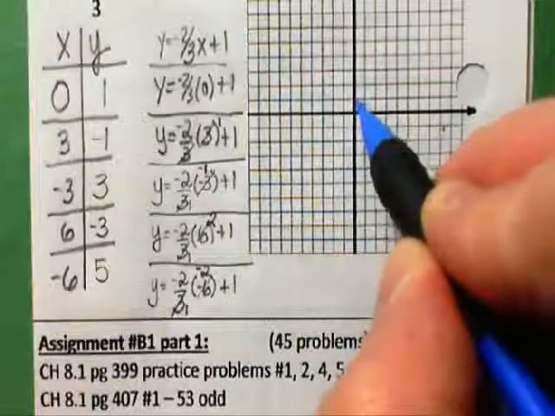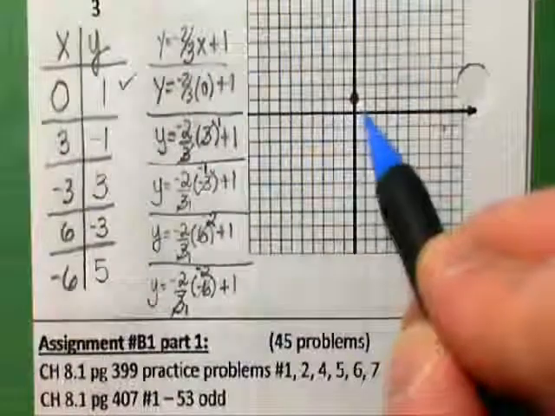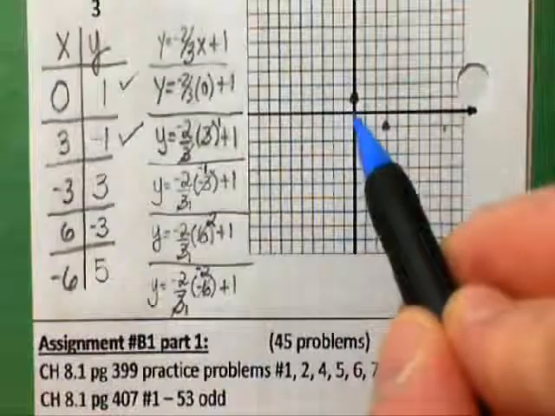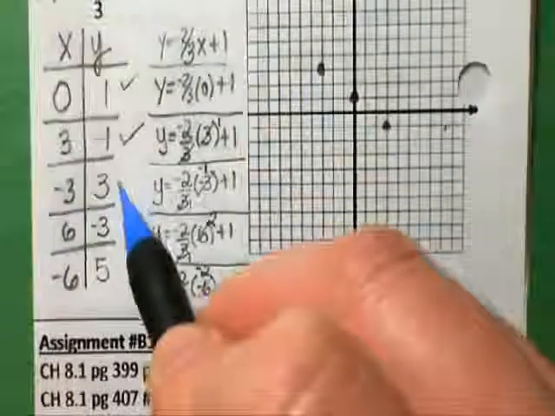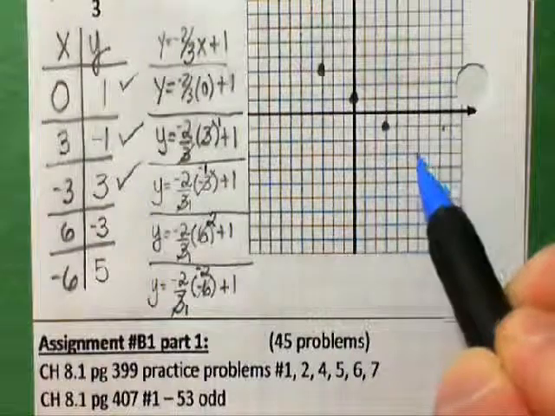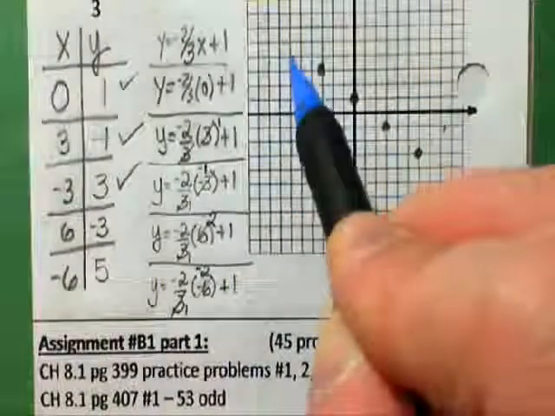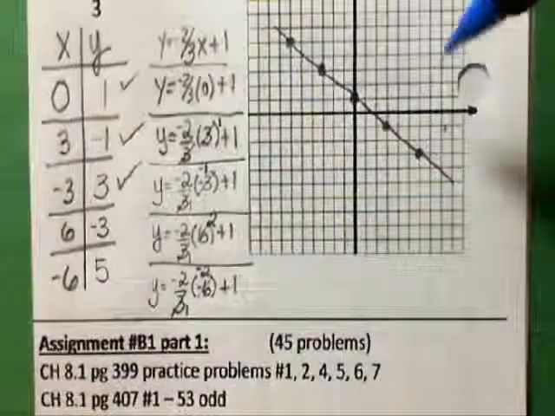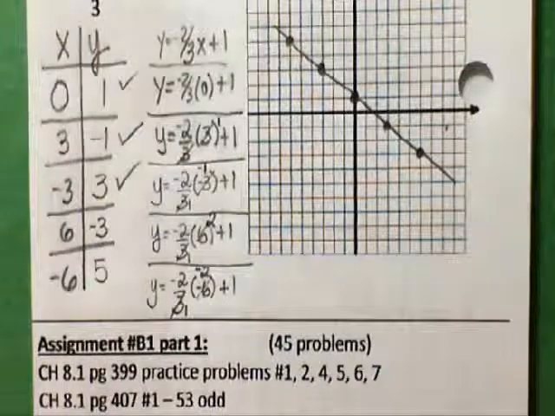Now I'm going to graph my points. So 0, 1 would be right there. Then would be 3, negative 1. So 1, 2, 3, negative 1. And then it would be negative 3, 3. And then it would be 6, negative 3. And the last one would be negative 6, 5. And then I would just connect the points. And there's my graph. Okay, so this concludes lesson B1.